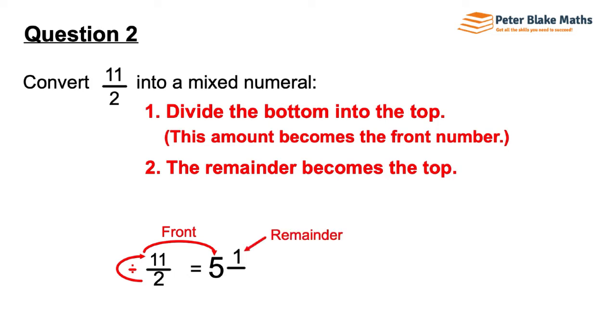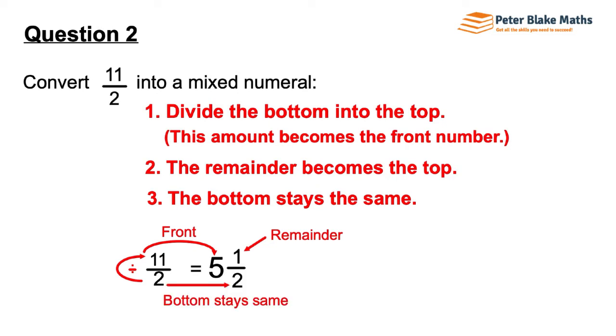So that remainder goes on the top of the fraction part, and then the bottom stays the same. The bottom of our original fraction was a 2, so that stays the same in our mixed numeral. Bottom stays the same. So 11/2 has become 5 and 1/2.